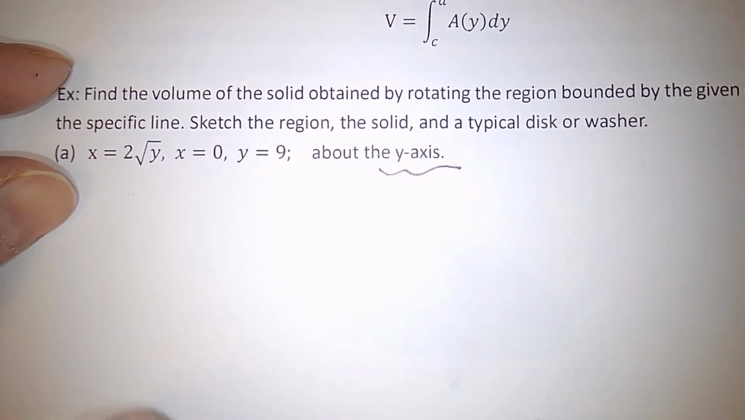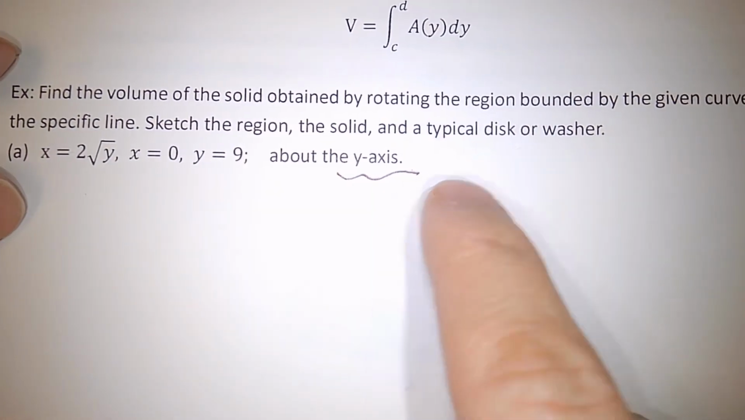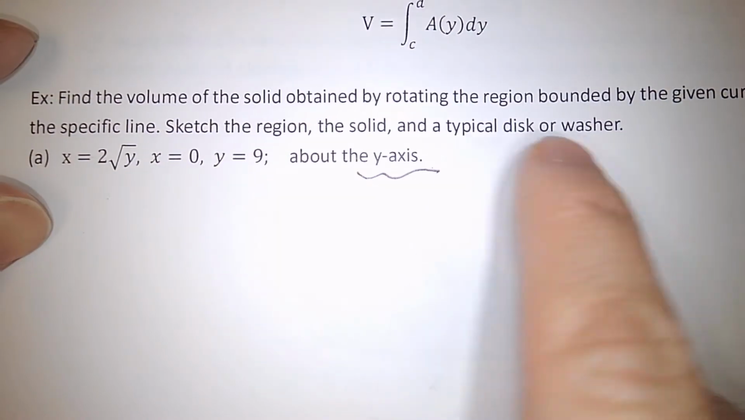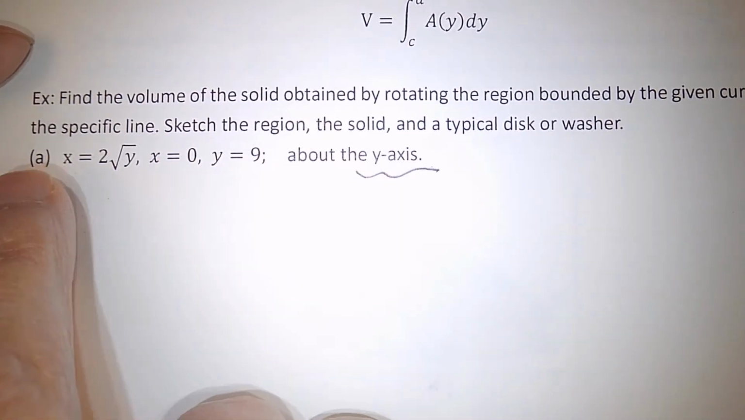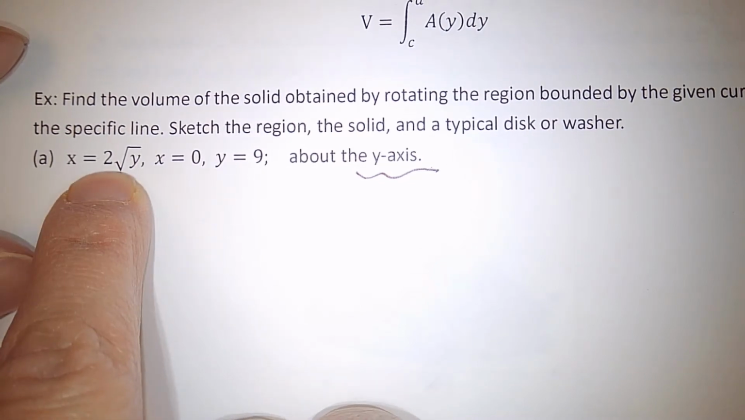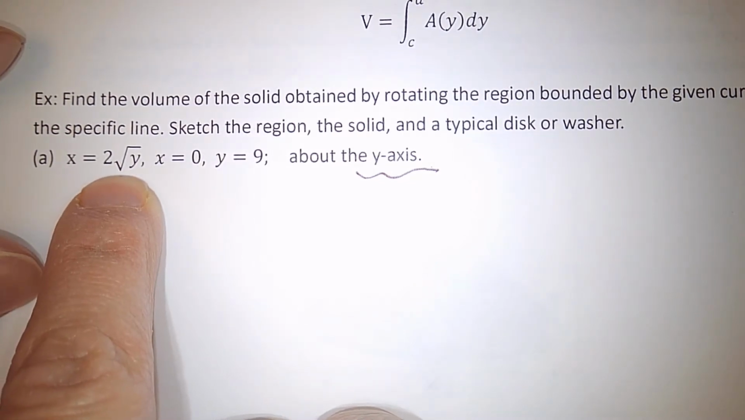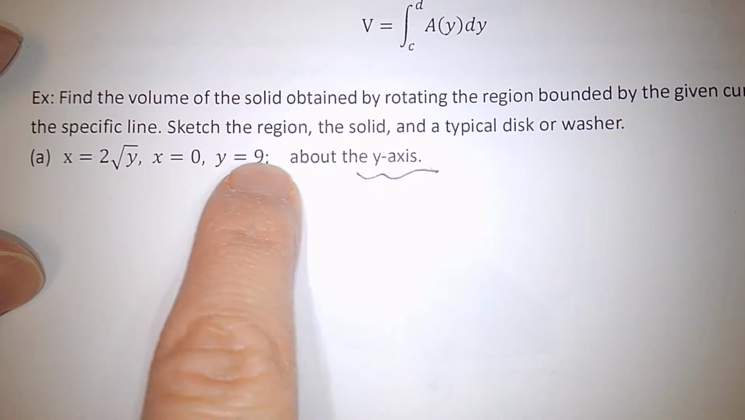Find the volume of the solid obtained by rotating the region bounded by the given curves about the specified line. Sketch the region, the solid, and a typical disk or washer. x equals 2 square root of y, x equals 0, y equals 9, about the y-axis. Okay, very good.